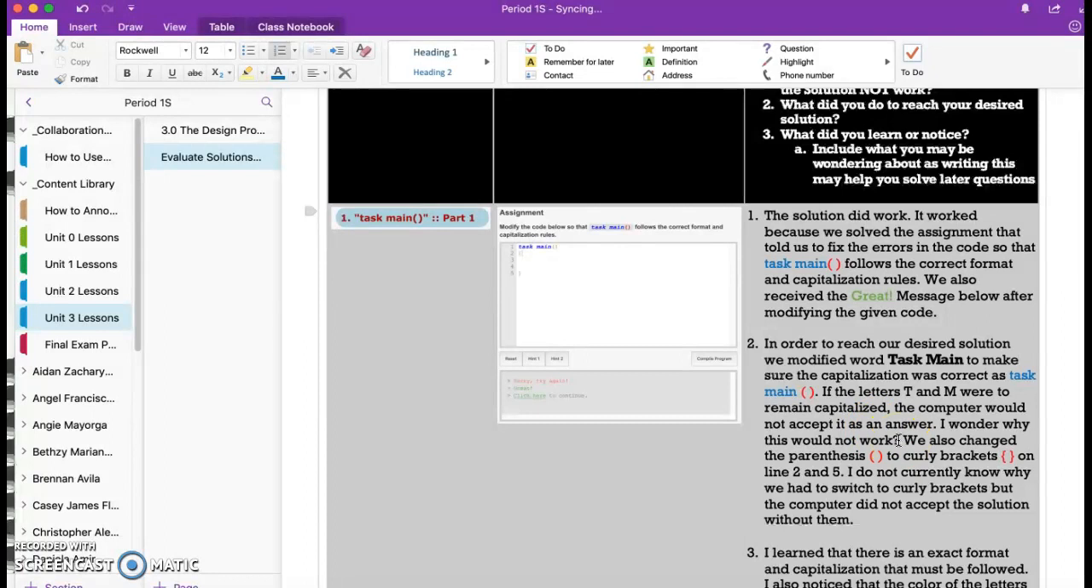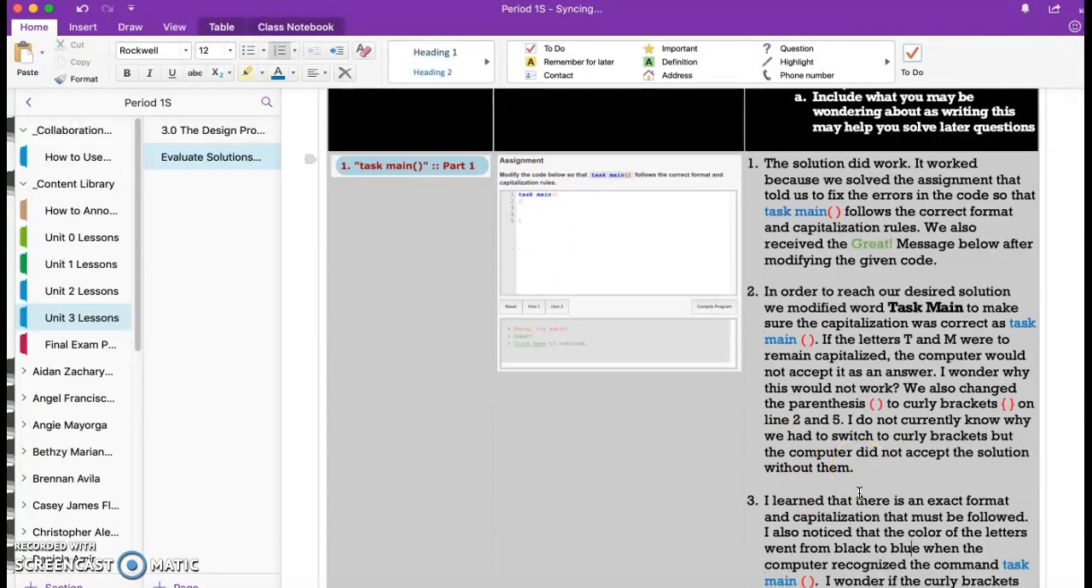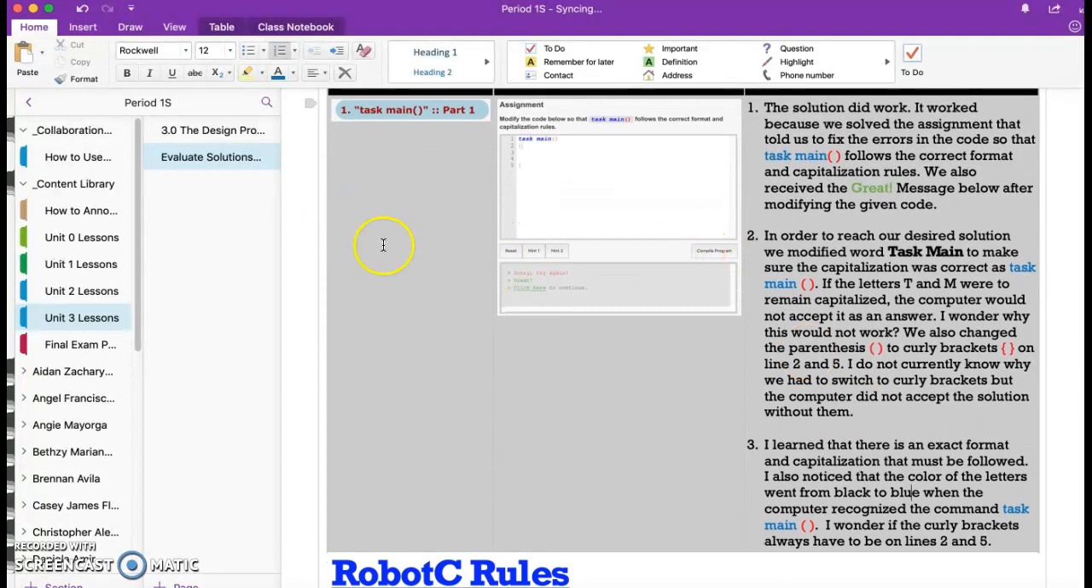We also changed the parentheses, which were in lines 2 and 5, to these little curly brackets, which we typed by holding down Control and hitting the key once to the right of the P. We weren't sure either why we had to switch them, but we know the computer did not accept the solution with parentheses, but it did accept them with the curly brackets. And it also mentioned that in the instructions off to the left-hand side.